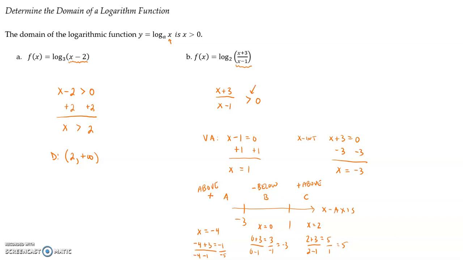And we want to know when it's greater than 0. So we're looking for those spots where it's above. So we're going to have 2 intervals here for our domain. We've got the interval from negative infinity to negative 3. And we have the interval from 1 to infinity.